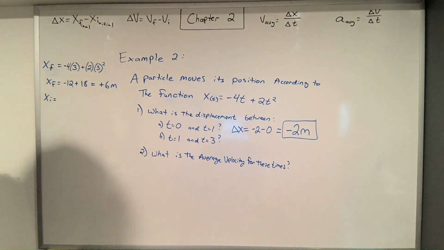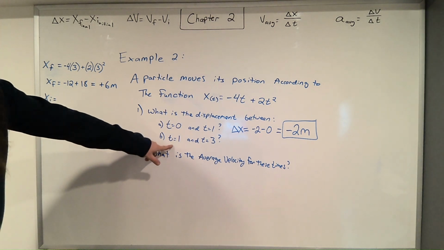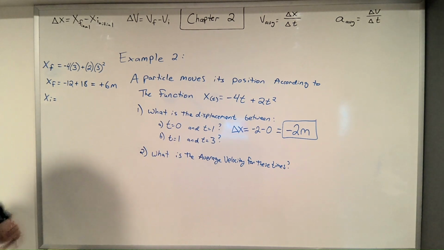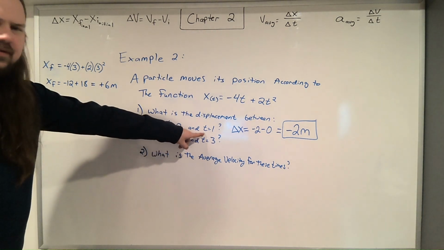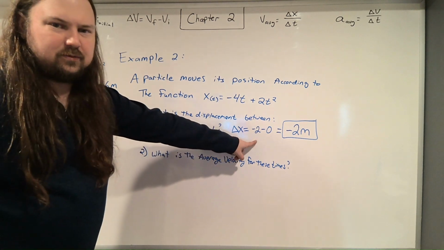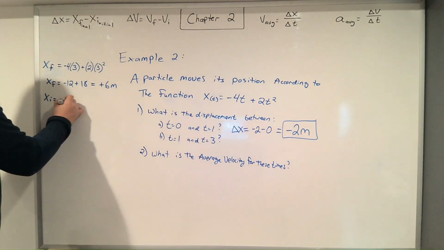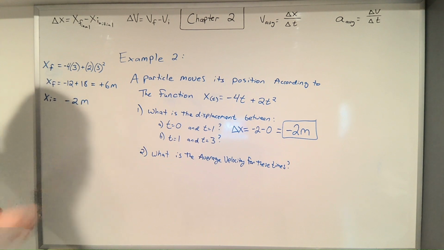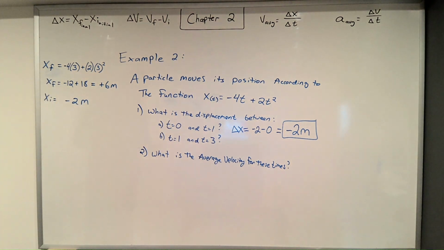That's my XF. I've done one part. Now I need my XI. XI is where it began. It began at 1 second. But hey, didn't I already figure this out up here at 1 second? Well, I sure did. At 1 second, it was negative 2 meters. So we can go ahead and reuse our answer from when the time is equal to 1, negative 2 meters.